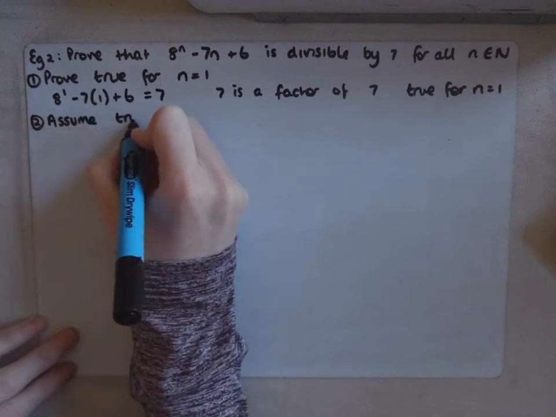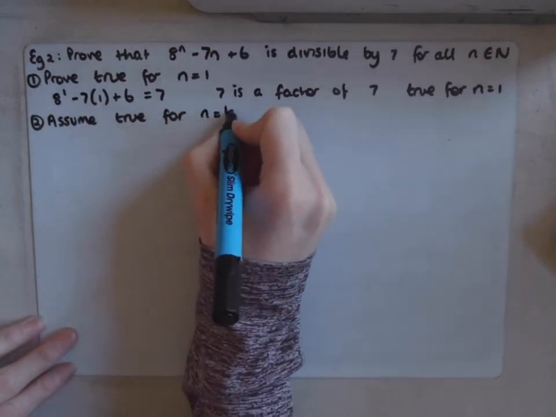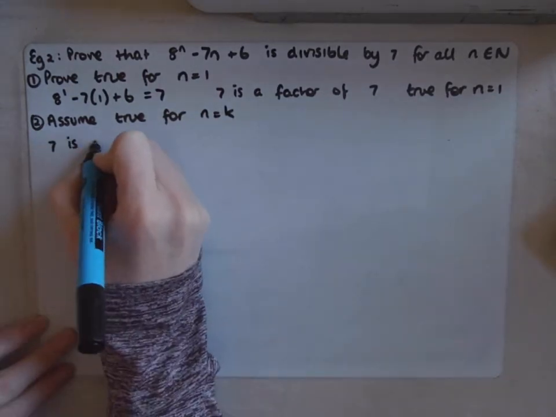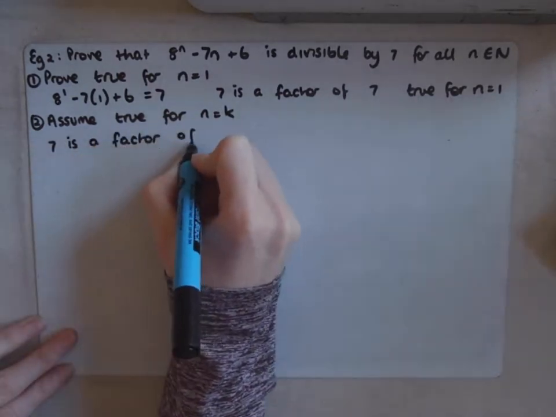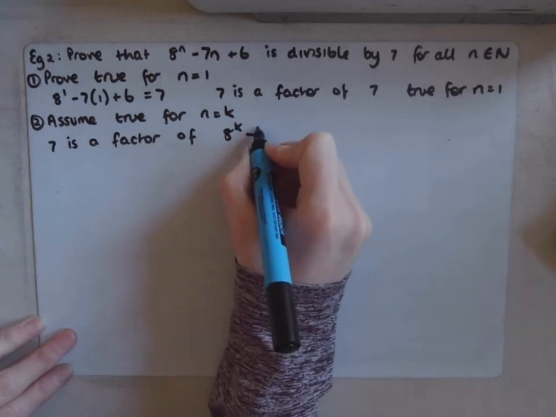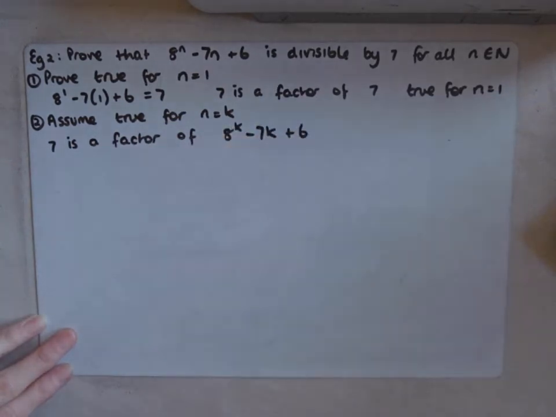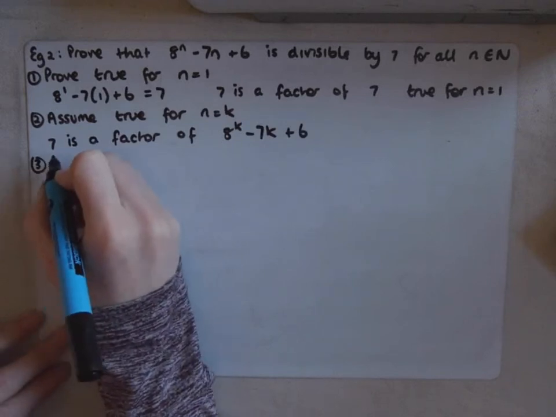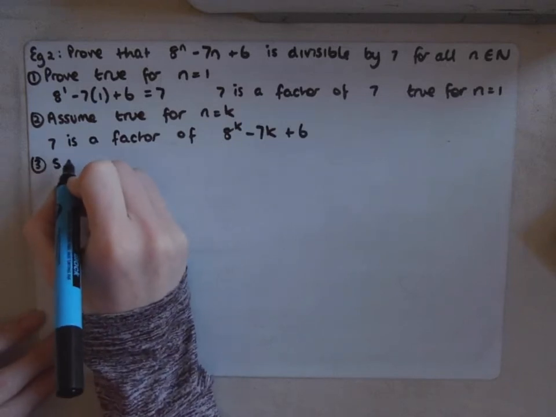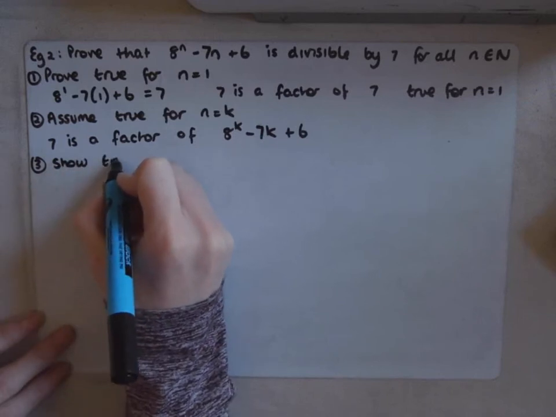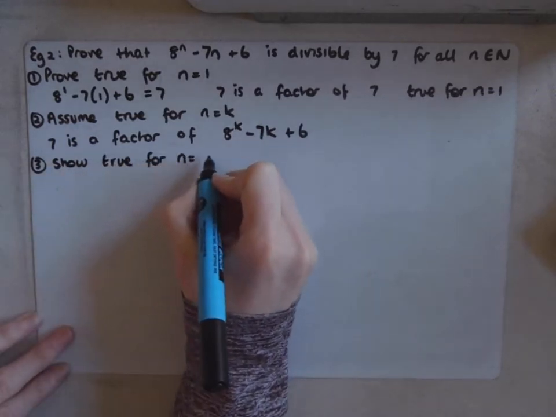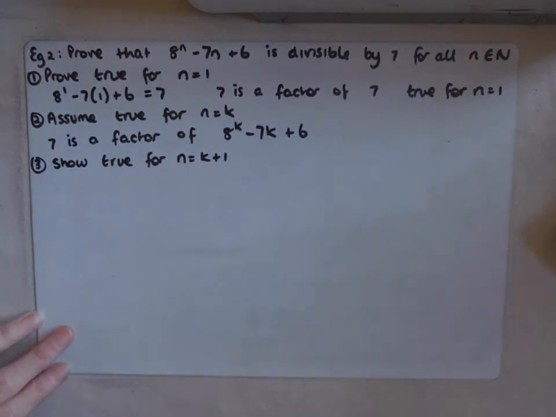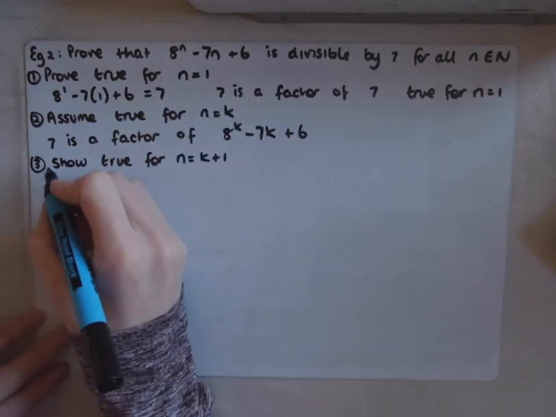Assume true for n is equal to k, so that means 7 is a factor of this thing. We're assuming that to be true. And now we need to show it true. So show true for n is equal to k plus 1. So let's replace our n with k plus 1.